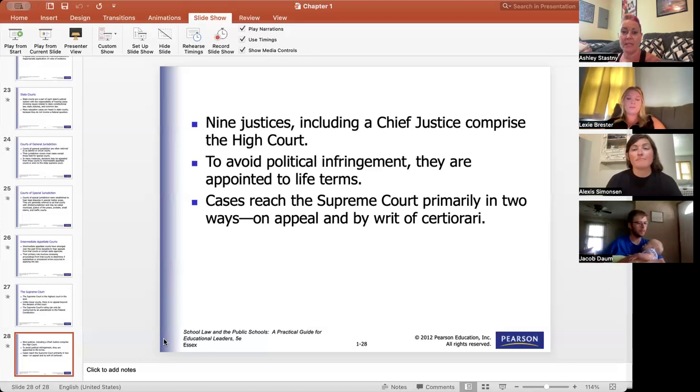Well, I think it's interesting that to avoid political infringement, they're appointed to life terms, but presidents want somebody to have their same political leanings, right? But you're only president for 4 to 8 years, so yeah, I agree. I find it very interesting.